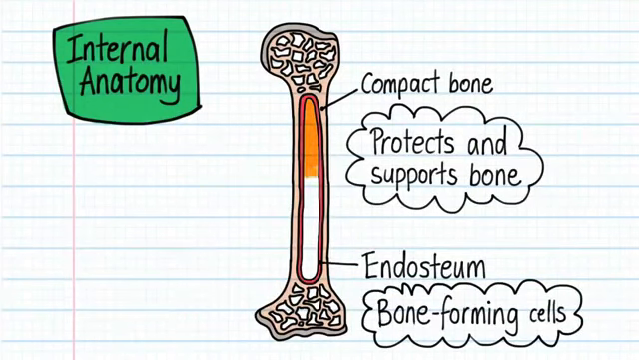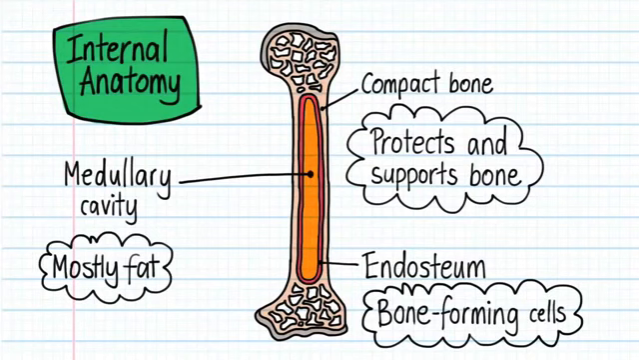The hollow cylindrical space in the middle of the diaphysis is called the medullary cavity. In an adult, this cavity is filled with yellow bone marrow, which is mostly made of fat cells.